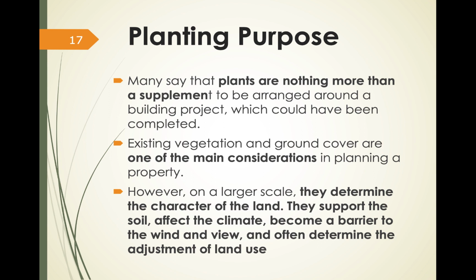Existing vegetation and ground cover are one of the main considerations in planning property, so that the project would have an added value like a canopy to keep the street cool during the day and also add a natural setting in the place. However, on a large scale, they determine the character of the land, support the soil, affect the climate, become a barrier to the wind and view, and often determine the adjustment of land use.